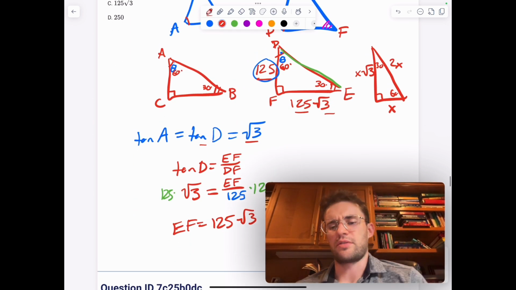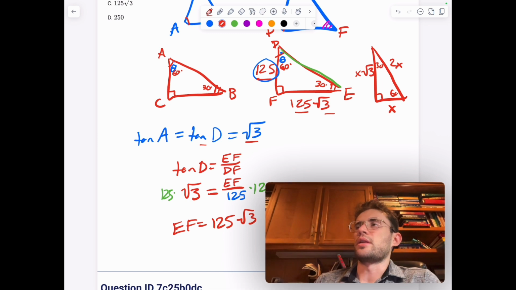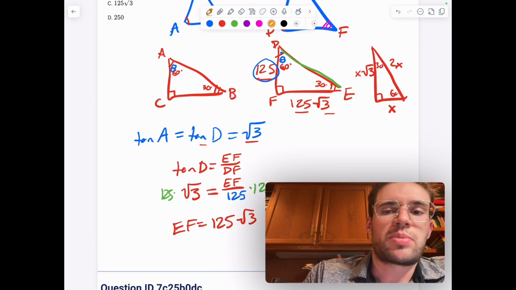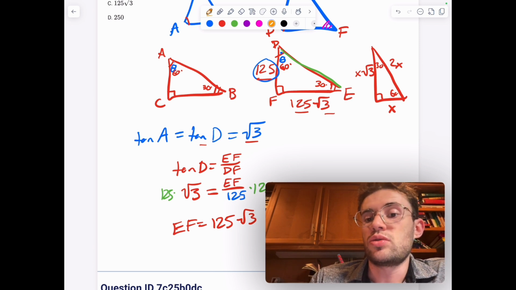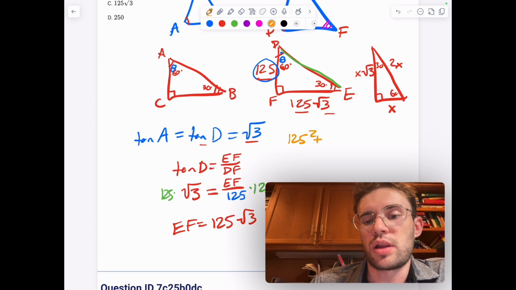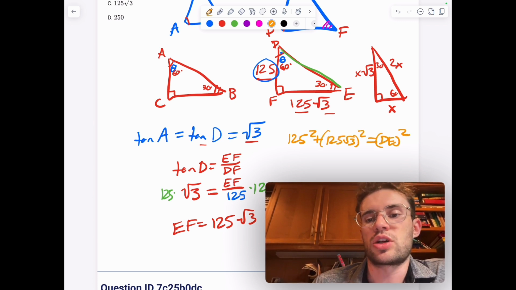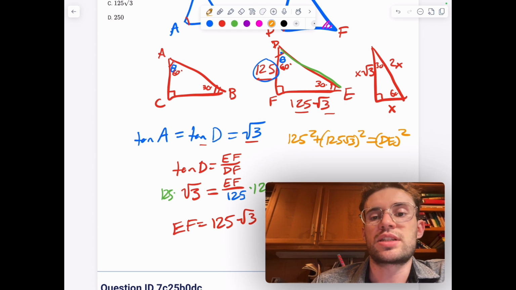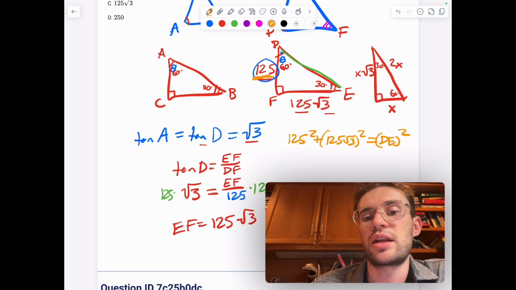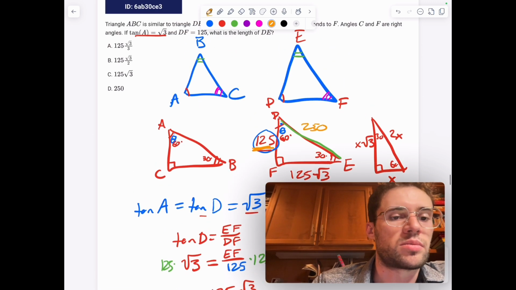But you'd also recognize that from the unit circle, because a lot of the triangles on a unit circle are 30, 60, 90s. So if you can recognize this part, then you don't even need to do the Pythagorean theorem. Because the other way that you would find DE is just do 125 squared plus 125 root 3 squared equals DE squared. Solve for DE that way. But if you recognize that it's a 30, 60, 90, you just double this small side. So double 125 gives you 250, right, which would be this answer right here.